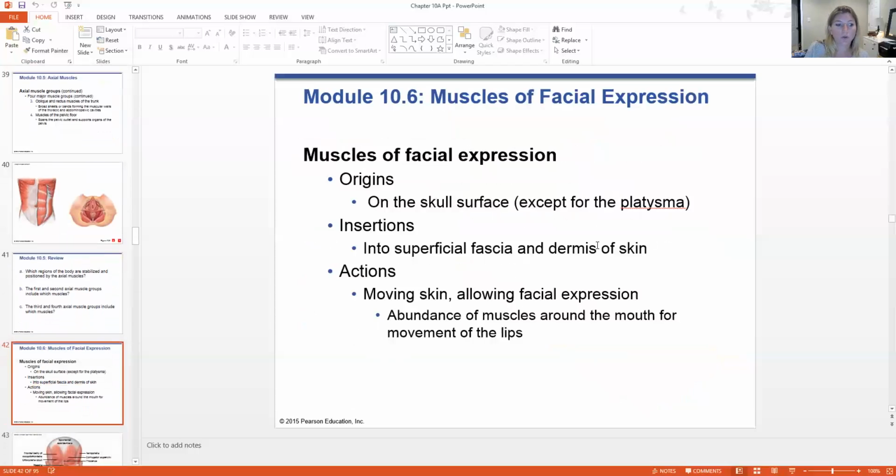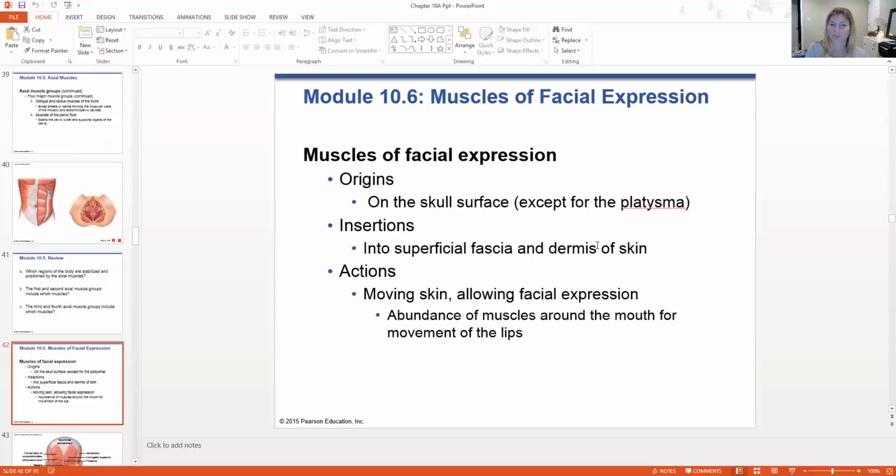Let's keep moving to the muscles of facial expression. Again, I'm going to try to flip through this because we're covering them in lab. This is an overview lecture, just getting you exposed to the names, although you will be tested on them in lecture based on the chart that I provided. So let's talk about muscles of facial expression.